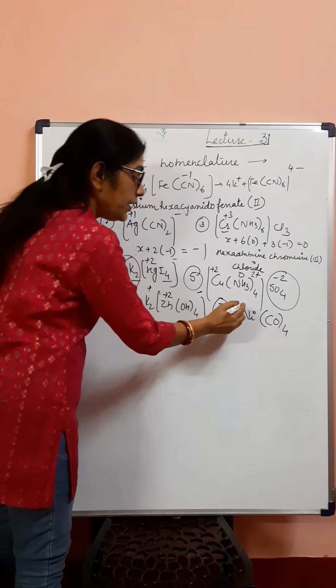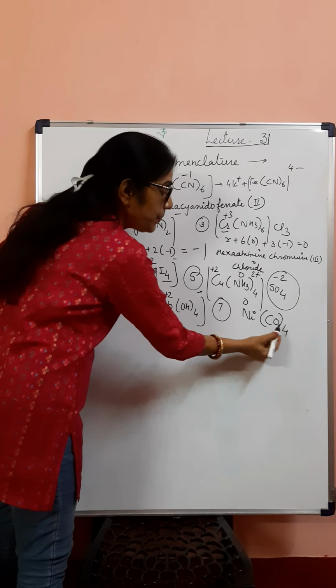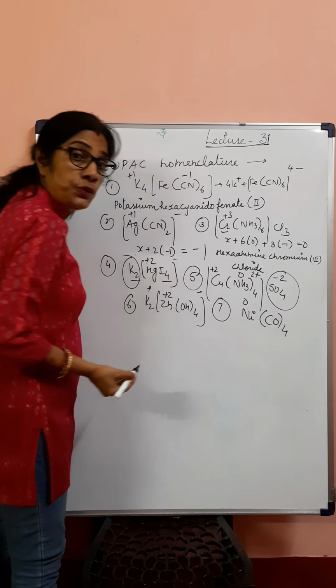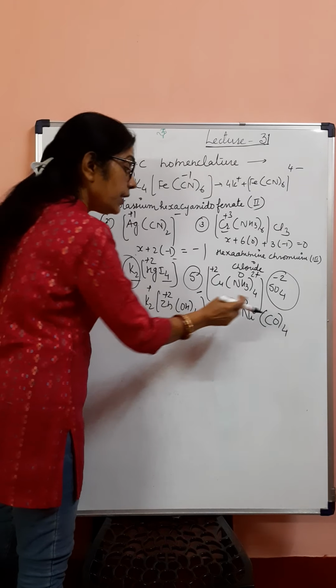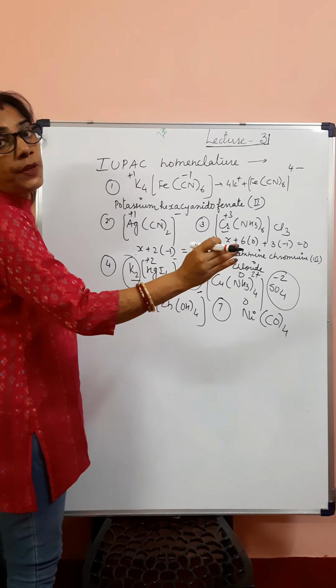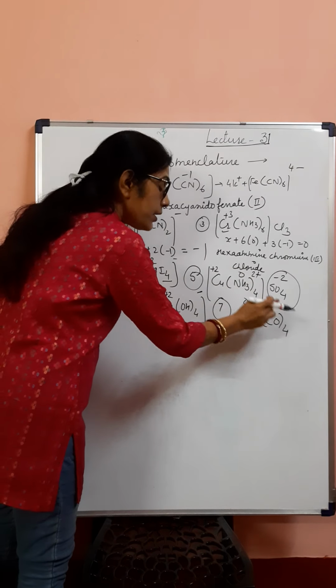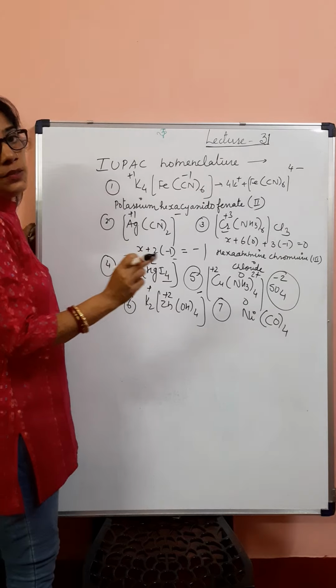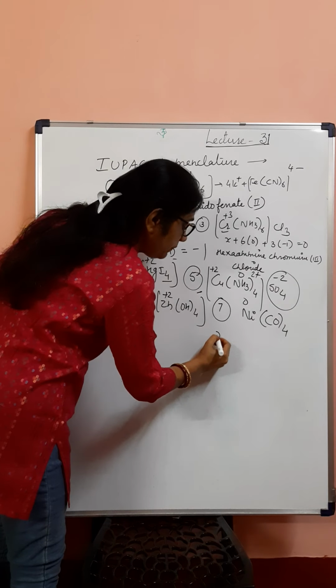Now see some neutral coordination compounds, Ni(CO)4. In this case, nickel will be 0 because x plus 4 into 0 is equal to 0. So how to name it? Tetracarbonyl nickel 0. I repeat, tetracarbonyl nickel 0.